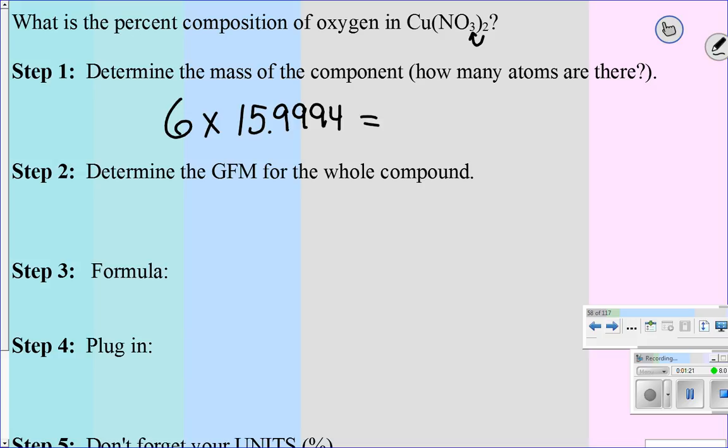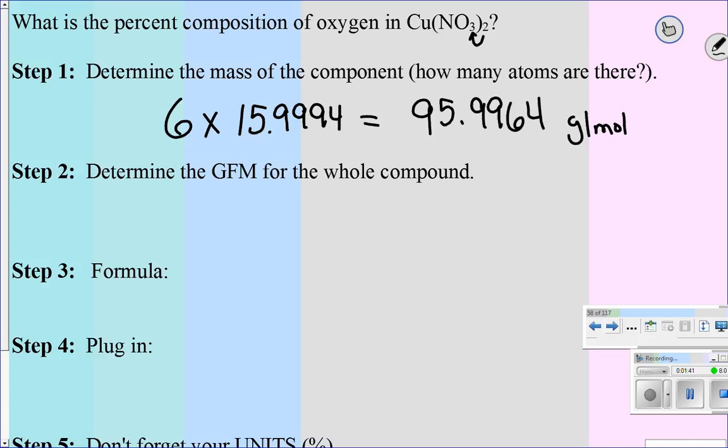Gives us a mass of 95.9964, and technically this is in grams per mole. The units are going to end up canceling in our final calculation, but it is nice to have that there. Then we want to determine the GFM for the entire compound. So you're going to look up each individual atom and add them up.